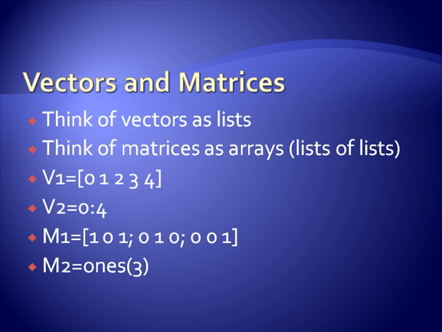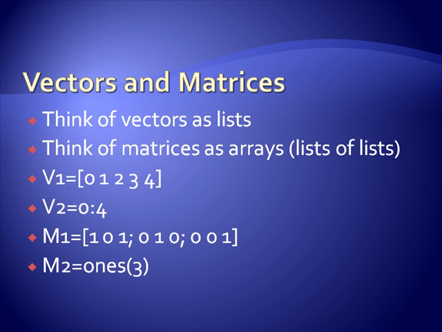So for example, this v1 is [0, 1, 2, 3, 4] in square brackets, which makes a vector, the list of integers from 0 to 4. There's also a repeat or repetition operator, a colon. So if I say v2 is 0:4, it gives me exactly the same result. It gives me the integers from 0 to 4 in a vector.